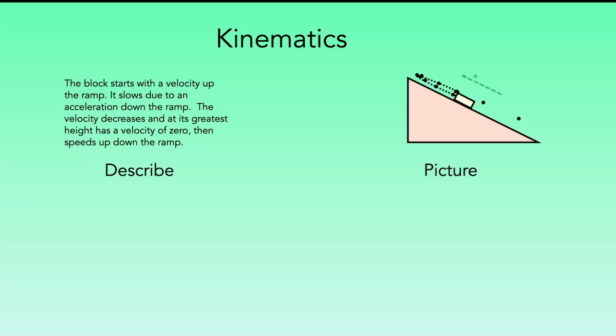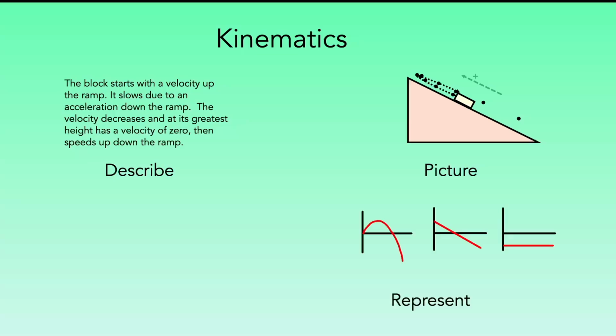You want to be able to describe it. You want to be able to draw a picture of it. Okay, and this is a rough picture of a block going up, slowing down, then speeding up in the other direction. We're going to talk about what those dots mean. We want to be able to represent it graphically. Between this and the next lecture, we're going to be looking at position, velocity, and acceleration graphs and how they relate. We'll be able to go from one to the other to the other.